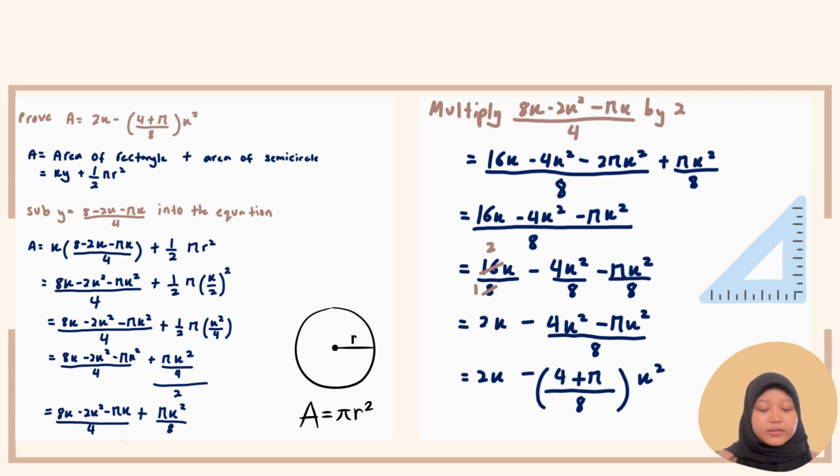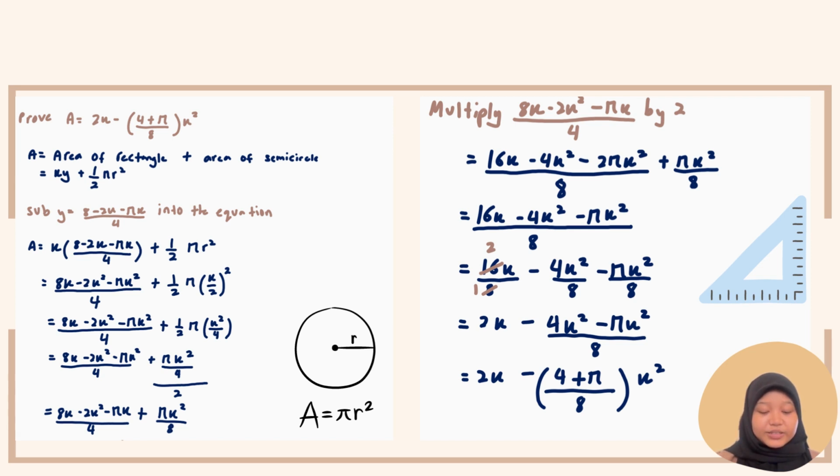Then we will get 8x minus 2x square minus pi x square over 4 plus pi x square over 8. But for 8x minus 2x square minus pi x square over 4, we multiply it by 2 on its numerator and denominator to let the denominator be the same, which is 8. So it will be 16x minus 4x square minus 2 pi x square over 8 plus pi x square over 8. Then 6x minus 4x square minus pi x square over 8.